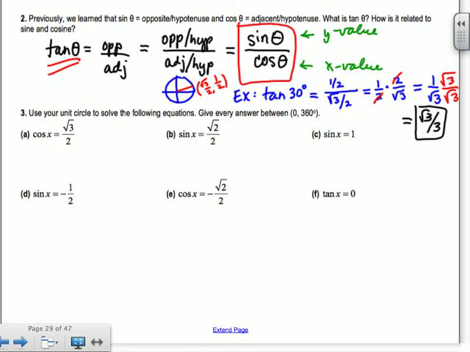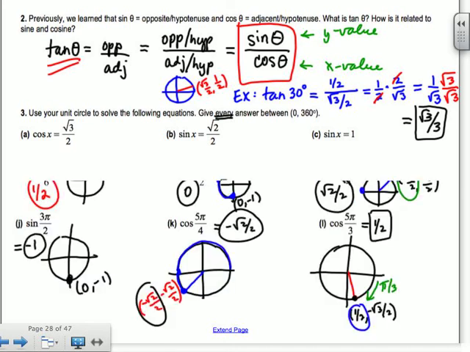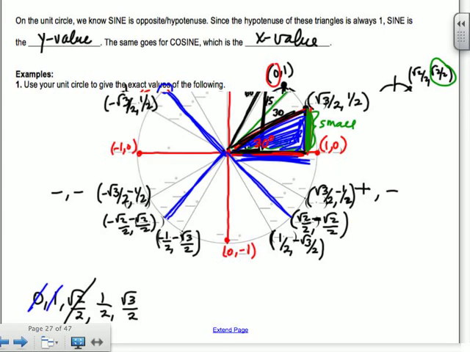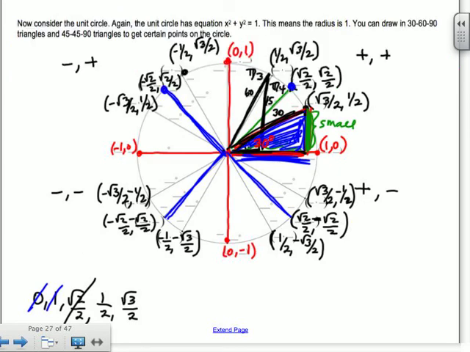All right, so number 3, it says use your unit circle to solve the following equations. Give every answer between 0 and 360. Notice how I said every answer? There could be more than one. So there could be 2 places where your sine is equal to 1/2. So let's think about that. Let's go back and look at that unit circle you guys drew.